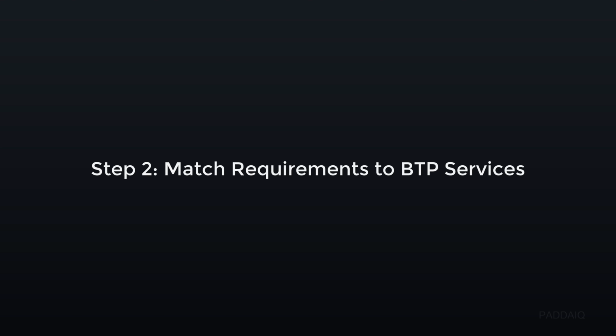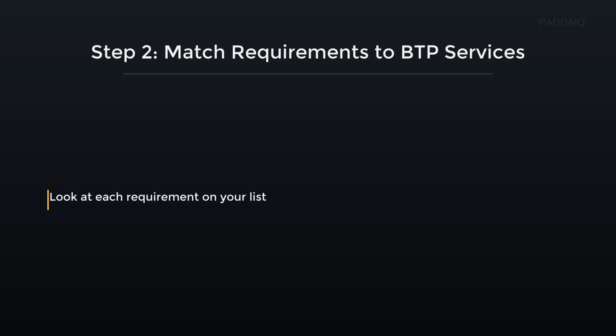Step 2. Matching requirements to BTP services. Look at each requirement on your list. This means taking your business or technical needs one by one. For instance, if your requirement is to send automated notifications, you would examine it and find that the SAP BTP service SAP Alert Notification is a direct match. This methodical approach ensures you select the right services.